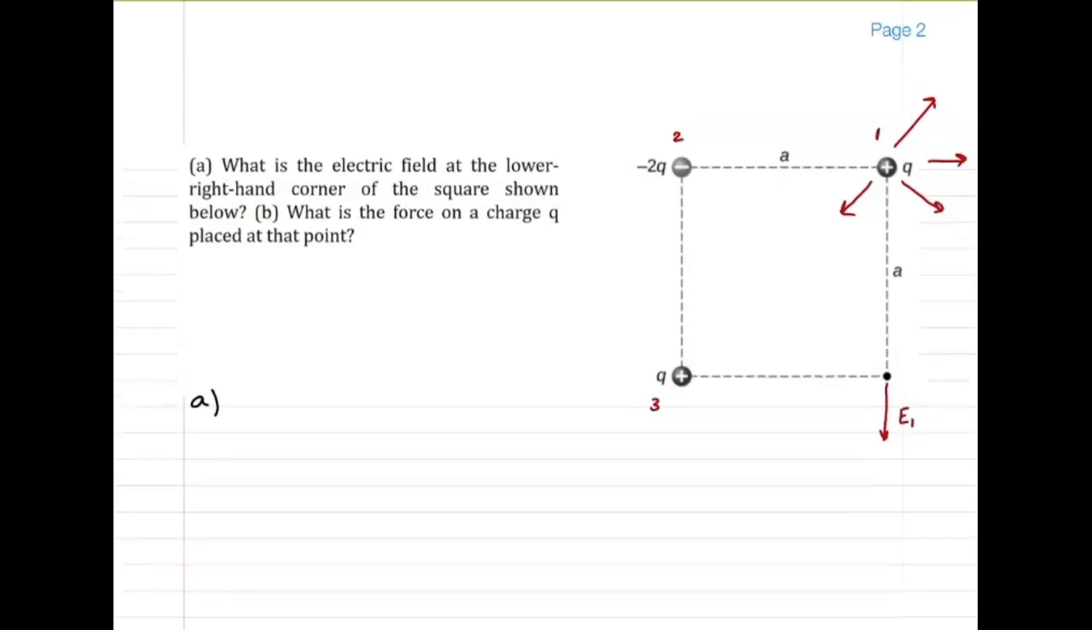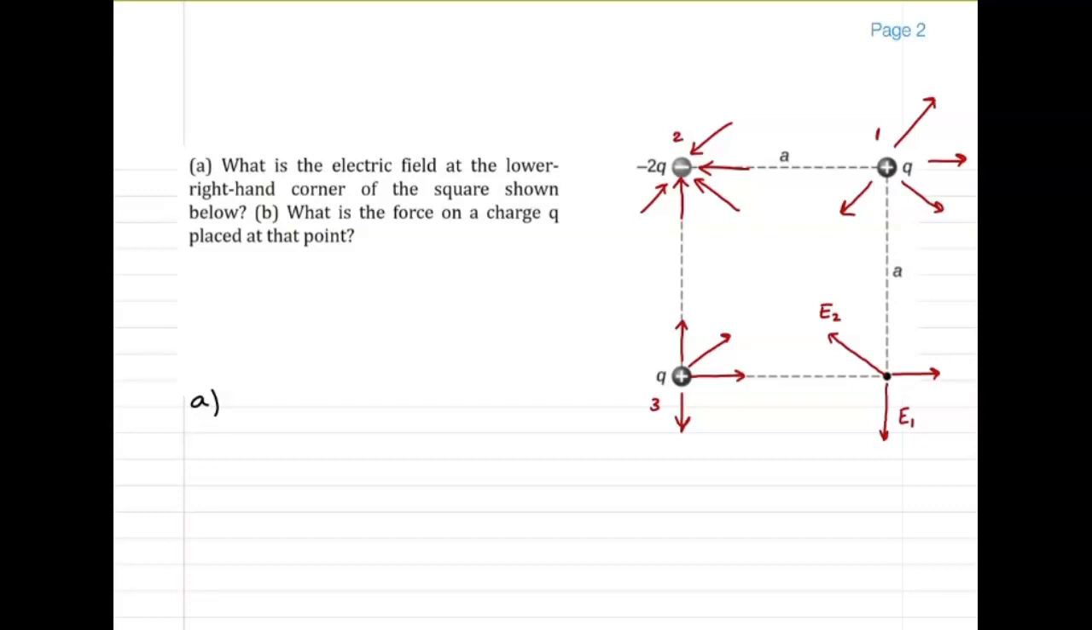Now, the electric field due to charge 2 is going to look different because it's negative. The electric field lines will go towards the charge, like this, in every direction, towards the charge. And we are interested in what this field is at this point right here. So at this point, it's going to go towards the negative charge, pointing up at 45 degrees, and we'll call that E2. For the third charge, same idea, it's a positive charge. The electric field lines will be radiating away from the charge, right, everywhere. And at this point that we're interested in, it will be going completely towards the right.